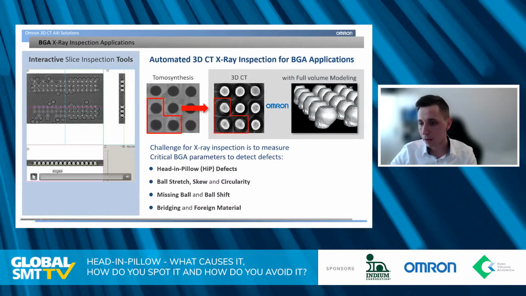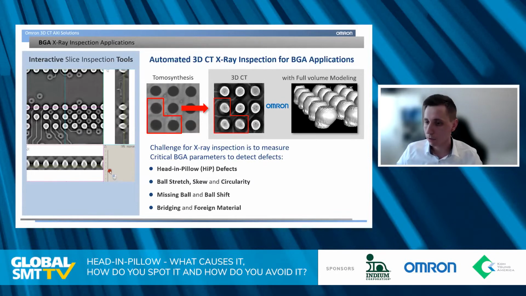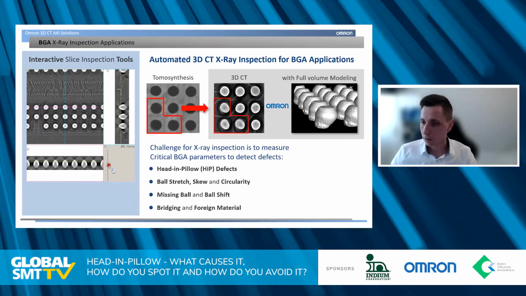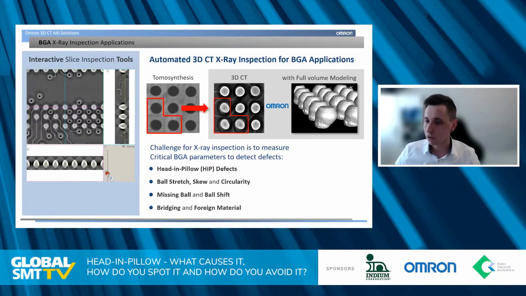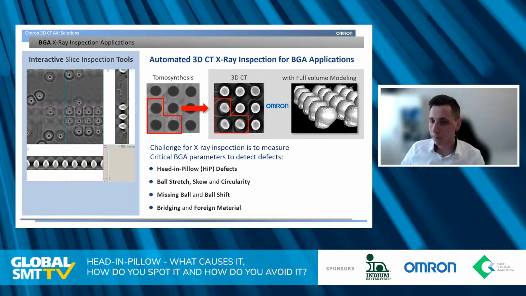Here's an example of an image from the CT, how it looks. Basically, here we are jumping through the slices from the bottom of the component. You can see here is the middle of the ball, and we are going towards the component body. You can spot whatever level you like, and it is not possible that any defect will be hidden from us. So this is, in my opinion, absolutely necessary in order to find head and pillow.